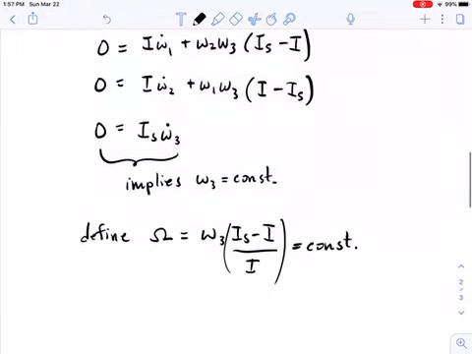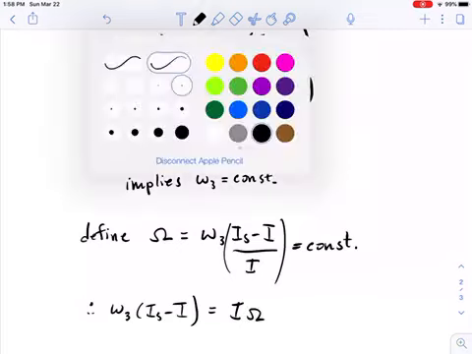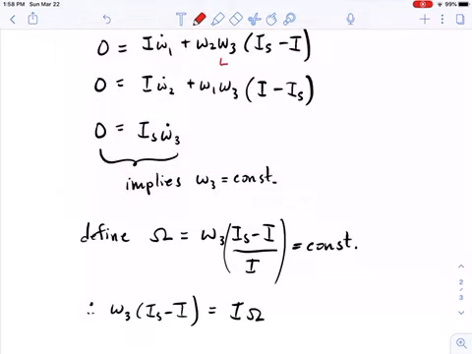Okay, well, that means omega 3 times (I_S minus I) is just equal to I omega. But I have an omega 3 (I_S minus I) over here, and so that's just going to be I omega. And then I have an omega 3, I don't have I_S minus I, but I have I minus I_S, so this is going to be minus I omega with our new definition.